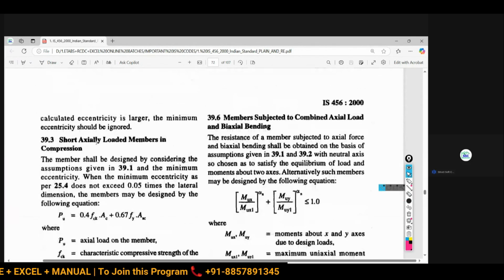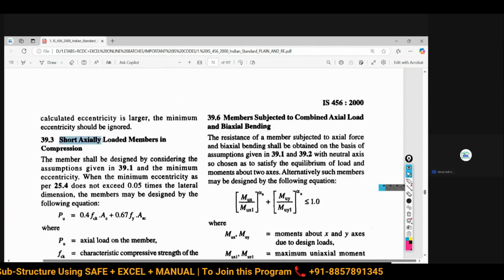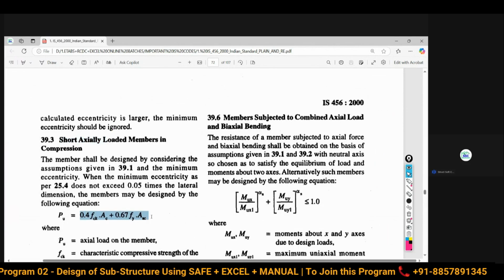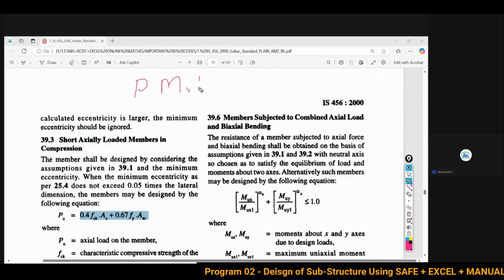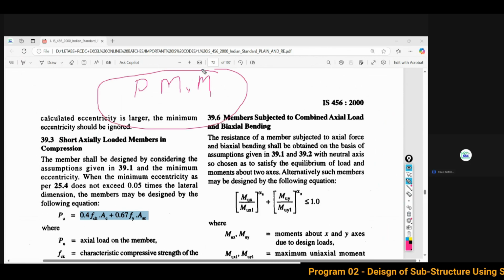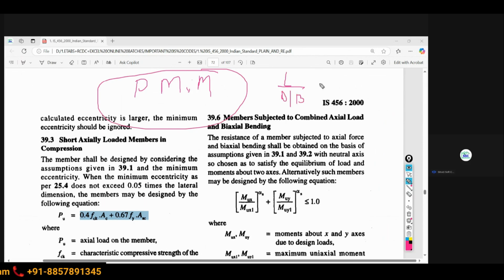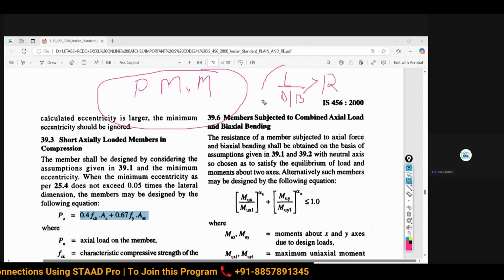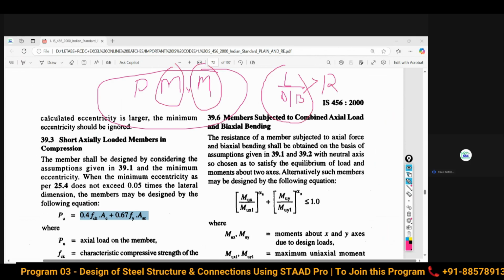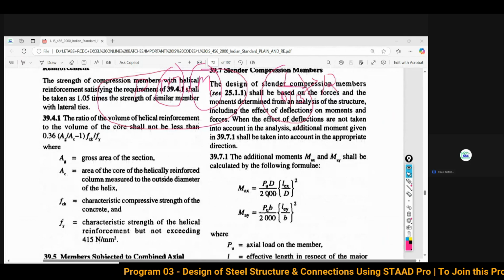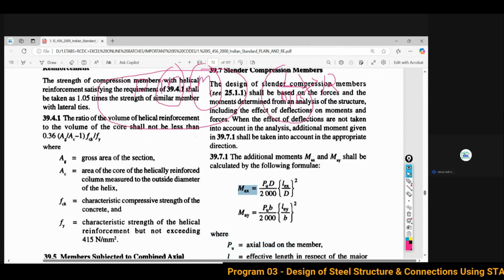When the column is a short column, it is a very simple approach for the design. Whatever axial force is coming, whatever moments are coming about one axis or about another axis, you have to design for that. But when your column becomes long, when the L by D or B ratio comes out to be greater than 12, then you have to design it as a long column. And for the long column, in addition to the basic analysis moments, you have to consider the additional moment. The calculation is given here.